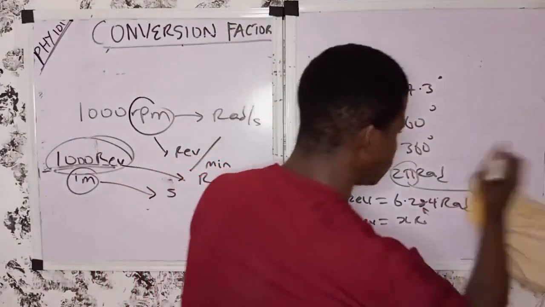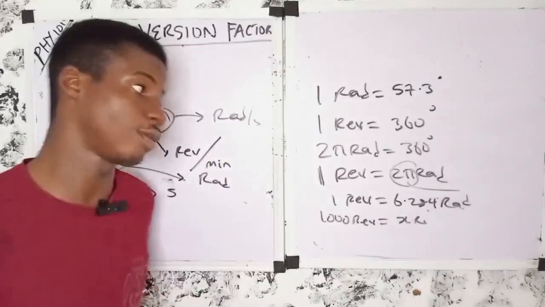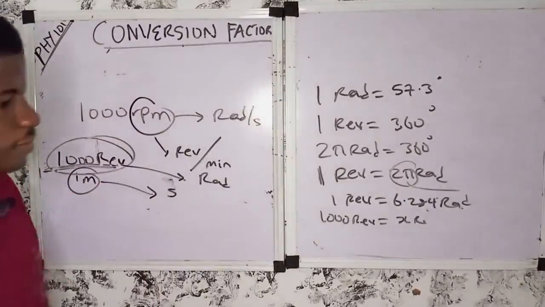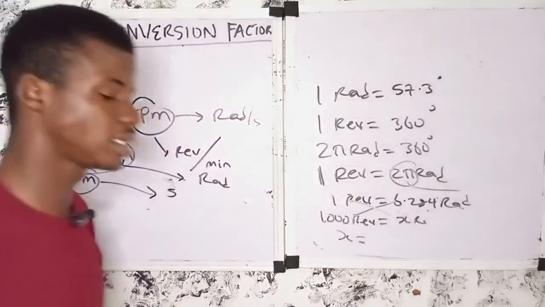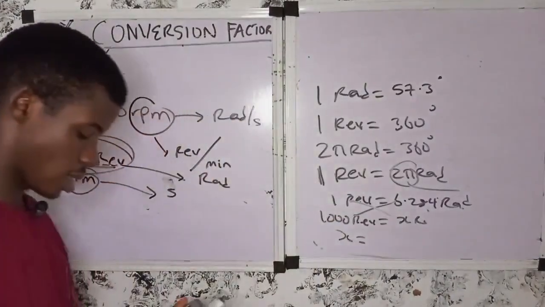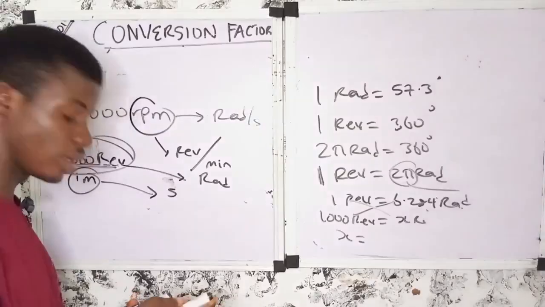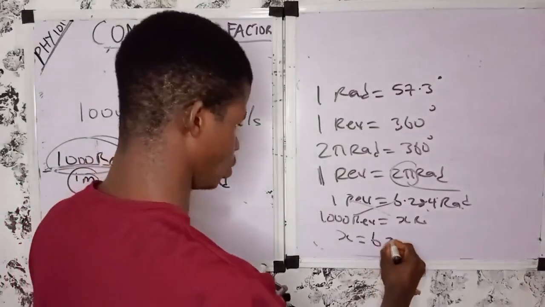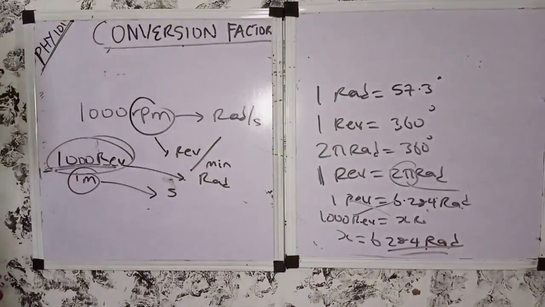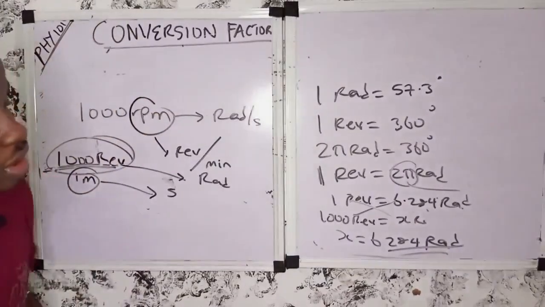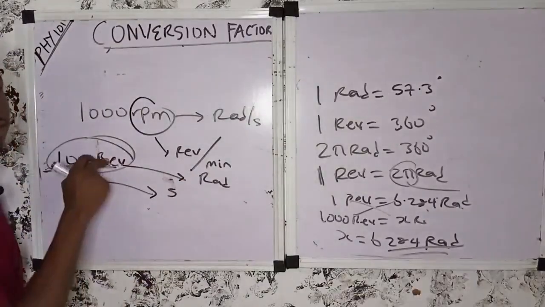So let's continue because there's no time. 1 revolution is equal to 6.284 radians. For cross multiplication, x times 1 will give us x. Then 1000 times 6.284 will give us 6284 radians. So 1000 revolutions is the same thing as 6284 radians. Then we have successfully converted from revolution to radian.